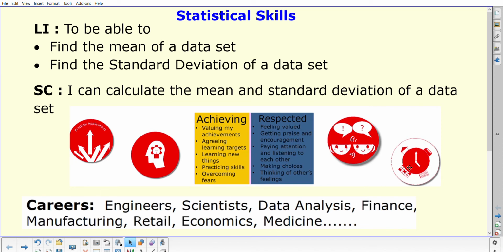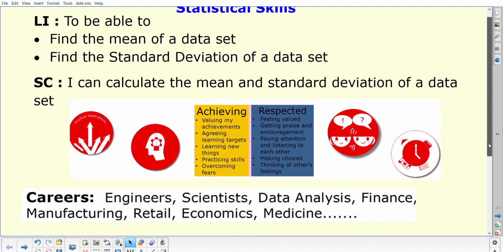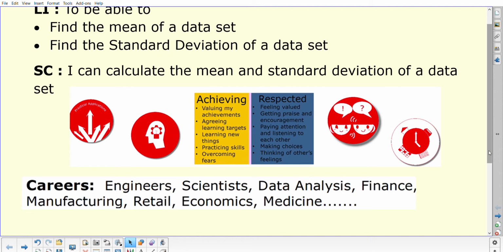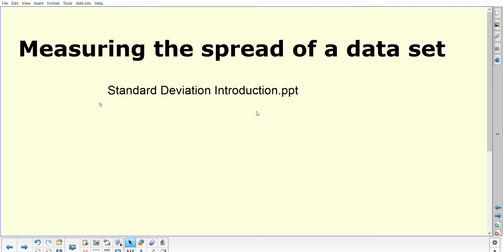So again, lots of practical applications for using statistics. It's all about being able to collect data and then make use of it in some kind of practical format, and all the different careers there, people who might use statistics, engineers, scientists, data analysis, and so on. So we're going to look at why we might need to understand a wee bit about what it is that we are actually working out with this.